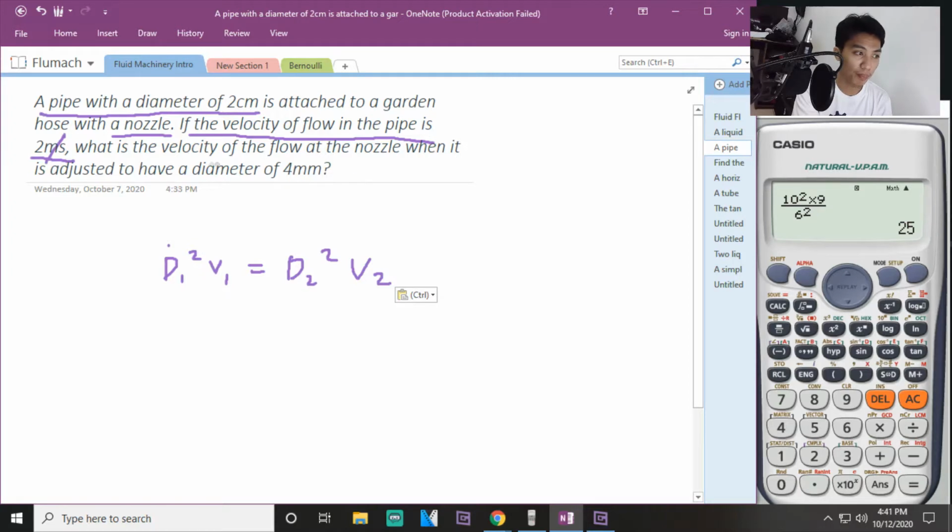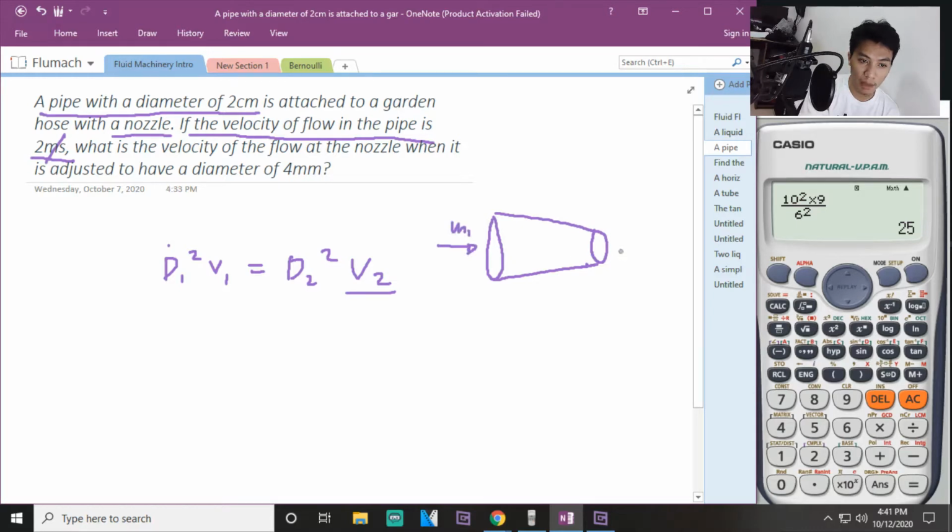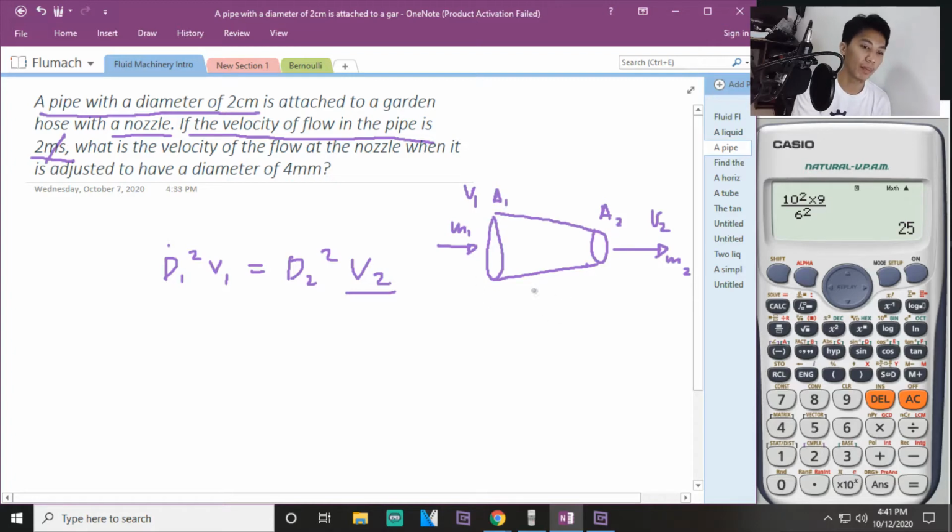Hinahanap mo yung velocity ng nozzle. Pag ganyan yan eh, di ba? May garden hose ka, tapos ito yung nguso ng nozzle mo. Bakit ka nga ba nagnanozzle? Ibig sabihin, para yung flow mo is bumilis ang velocity. So, papasok dito, M1. Ang lalabas dyan, M2. Pero magbabago yung velocity mo. Velocity 1, velocity 2. Kasi lumiit yung area 2 from malaking area 1. So, M is constant.